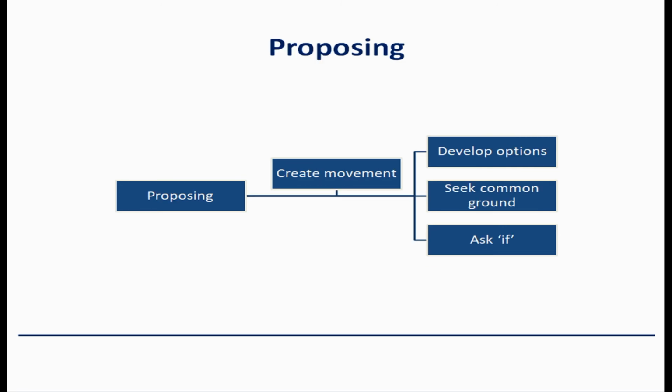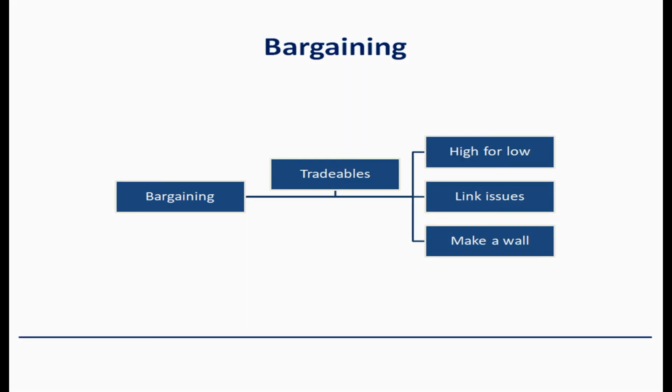Proposing needs to create movement. This can be achieved through developing options, finding common ground, and asking what-if questions. Bargaining requires tradables. Remember to trade high for low, link issues such as price and volume, and build a wall of tradables as explained in the negotiating compass.